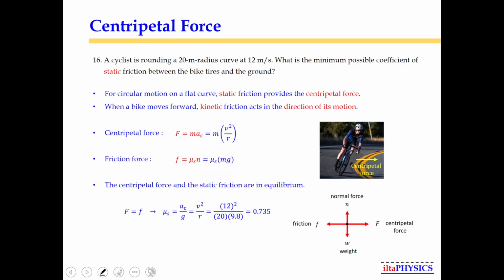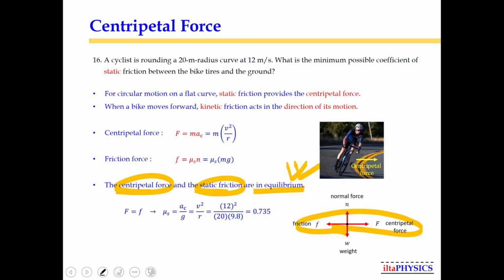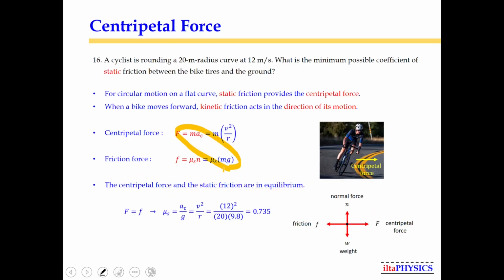The reason the bicycle can turn the corner well without falling inward or sliding outward is that the centripetal force and static friction are in equilibrium. By combining these two equations to solve for the coefficient of static friction, it becomes the value of centripetal acceleration divided by the acceleration due to gravity. Substituting the values given in the problem, the coefficient of static friction comes out to 0.735. Please also remember that the coefficient of friction has no units because it is a ratio of two forces.